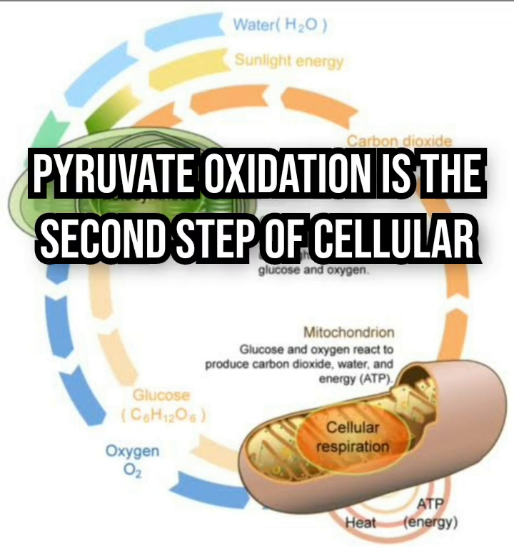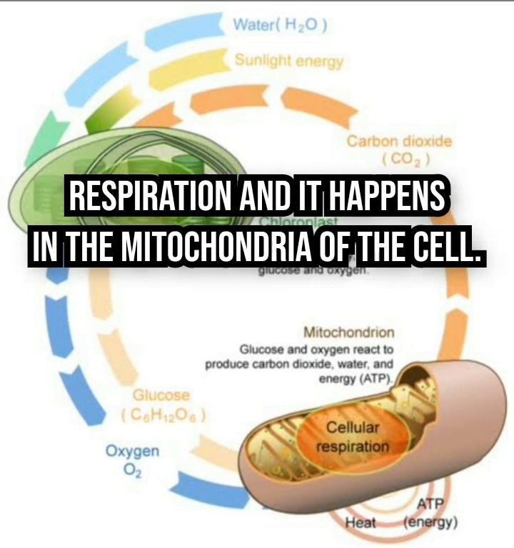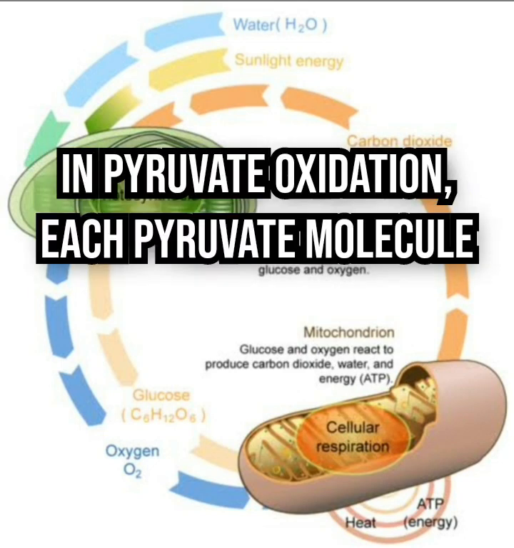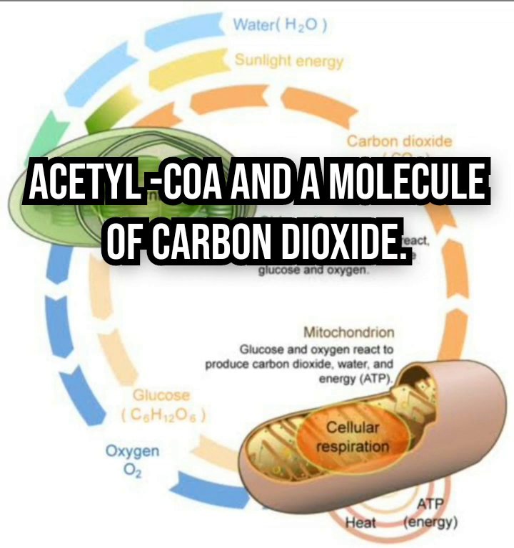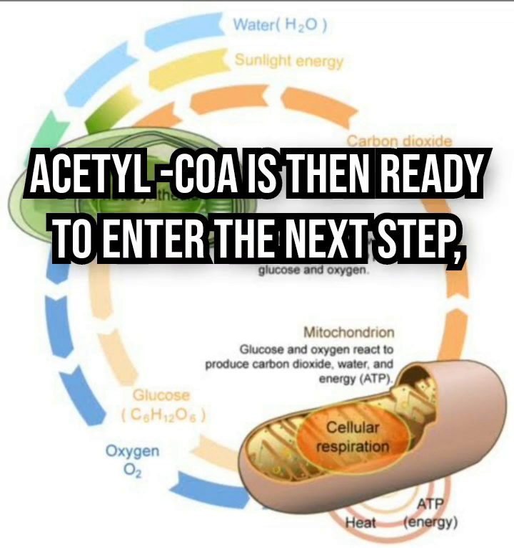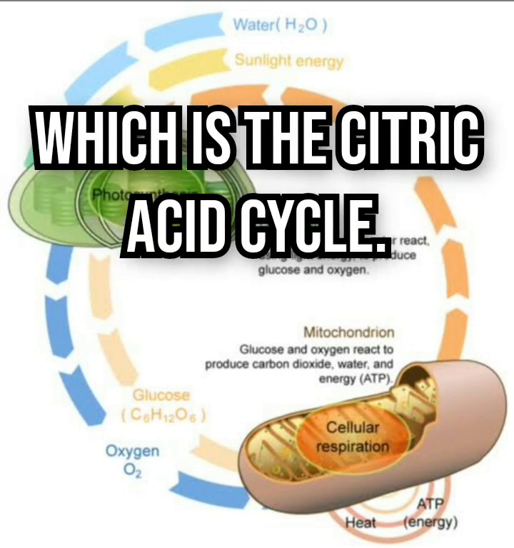Pyruvate oxidation is the second step of cellular respiration, and it happens in the mitochondria of the cell. In pyruvate oxidation, each pyruvate molecule is converted into a 2-carbon compound called acetyl-CoA and a molecule of carbon dioxide. Acetyl-CoA is then ready to enter the next step, which is the citric acid cycle.